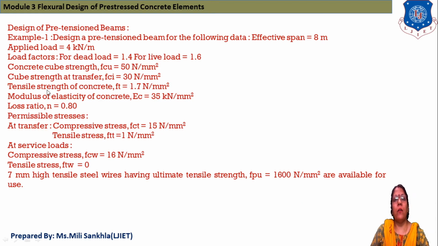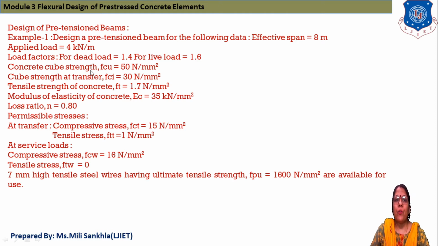Okay, before starting the example, we read the given data. Design of pre-tension beam. Example number 1. Design a pre-tension beam for the following data. Effective span is equal to 8 meter. Applied load is equal to 4 kilonewton per meter. Load factor for dead load is 1.4 and for live load is 1.6.